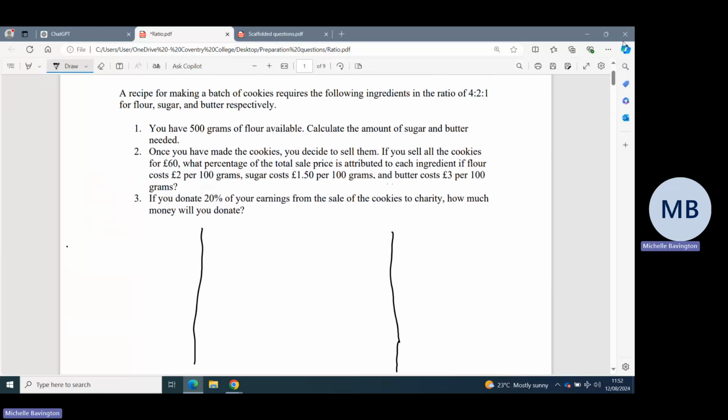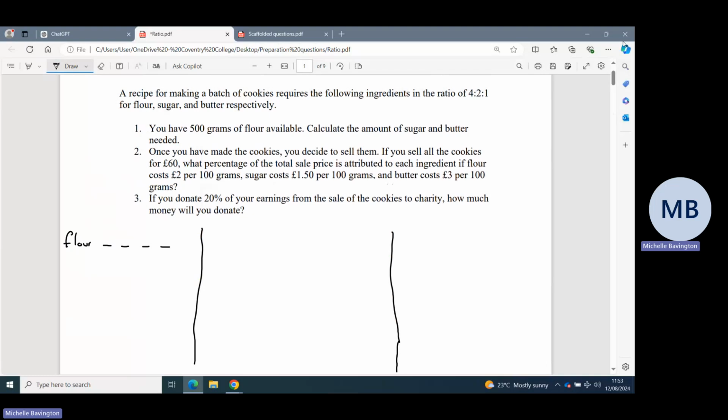So you have 500 grams of flour available. Calculate the amount of sugar and butter needed. Right. So I know flour is 1, 2, 3, 4. Now I do the dash and circle method, so please check this out. It's the only method I use and it works. It's very, very effective for all ratio questions. So please check this out on previous video.